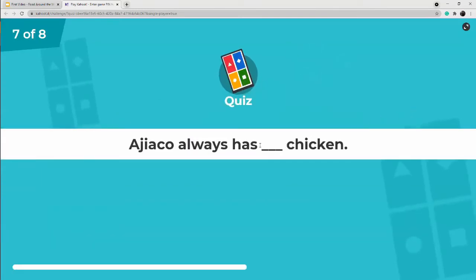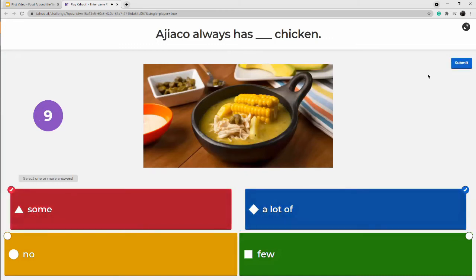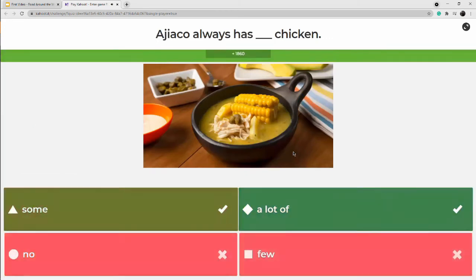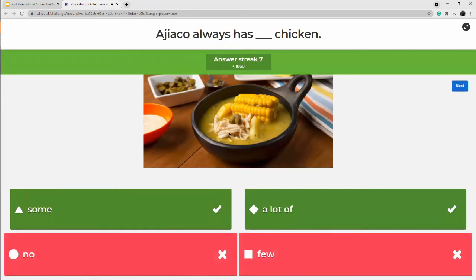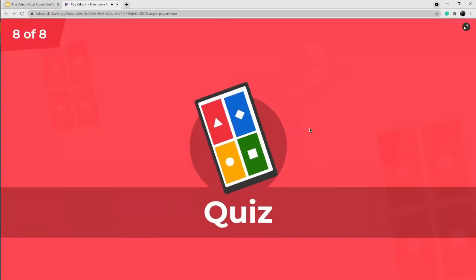Now let's see, round number 7. Ajiaco has some chicken, a lot, no, or few? I would say it is some and a lot. Let's review. Yes, so ajiaco always has some chicken, at least some of it. And with that, we finish this first Kahoot.